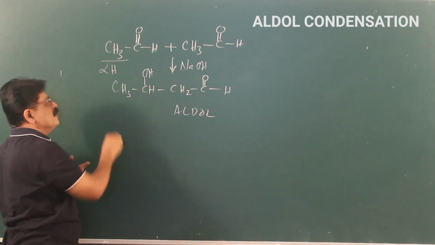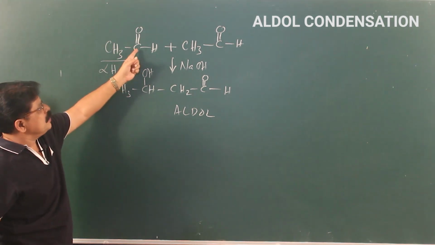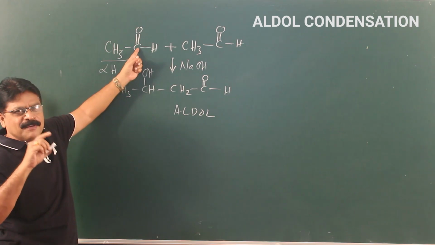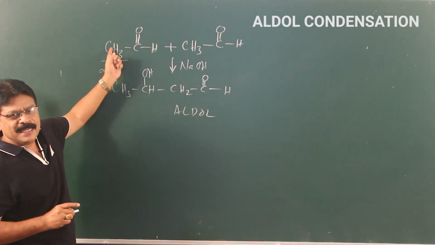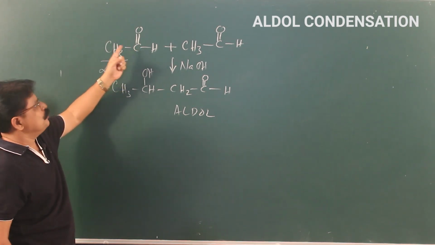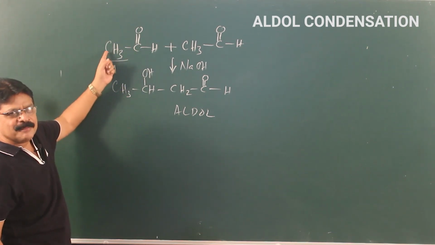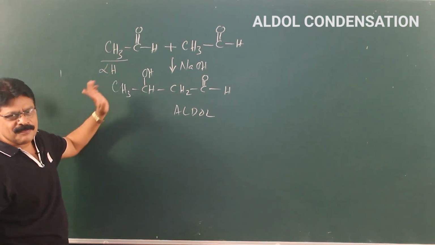What is an alpha hydrogen? The old naming system used the Greek letters alpha, beta, gamma to indicate the position of an atom adjacent to that of a functional group. Here the functional group is an aldehyde. So, the adjacent carbon is this. This carbon is called the alpha carbon, and therefore, the hydrogens on it are called the alpha hydrogens.